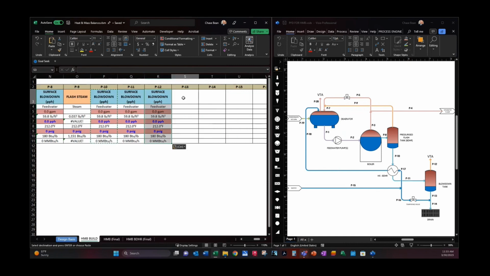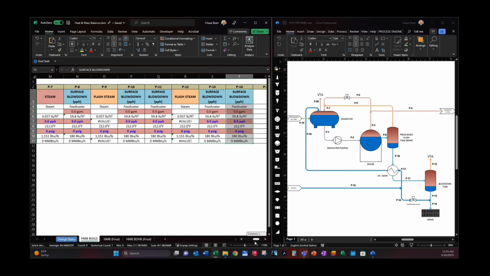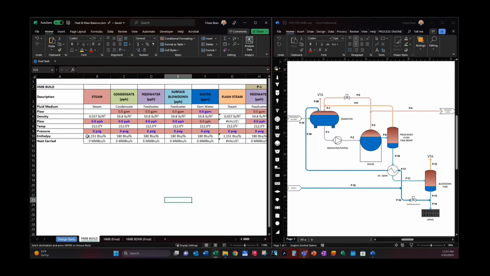P13, not P12. P12 is flash steam. P13, P14. Let me back up a second. I wanted to point out that on each of these blocks, the blue fields are inputs, and the other fields are calculated.